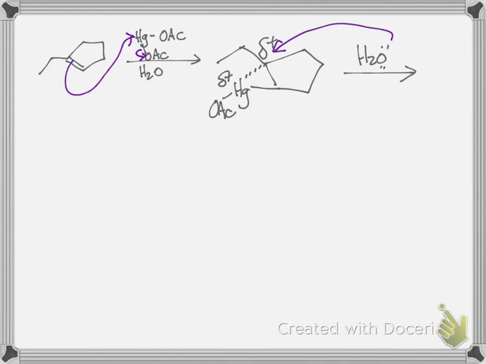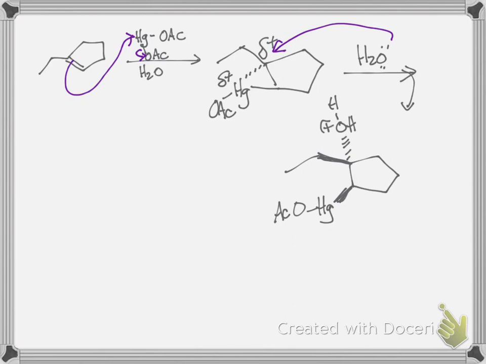It's not really easy to show the stereochemistry of this attack, but it is an anti-addition, so the water is attacking from the backside of where the mercury is. Thus, when I get this reaction to happen, the water is going to be on the back side if the mercury is on the front side. And when the water comes in, it pushes the ethyl group to the front so that the ethyl is cis to the mercury.